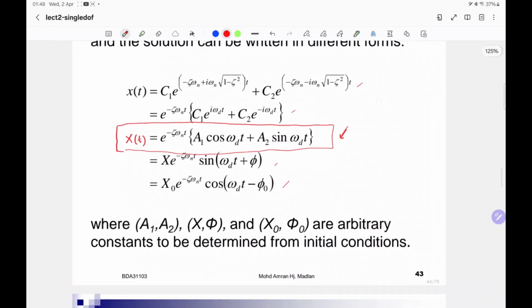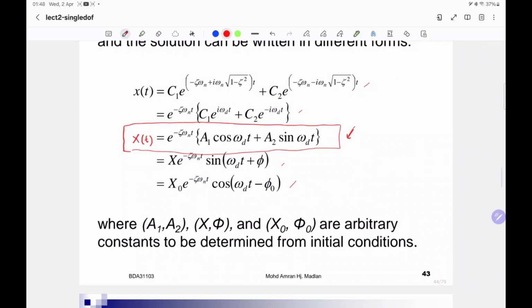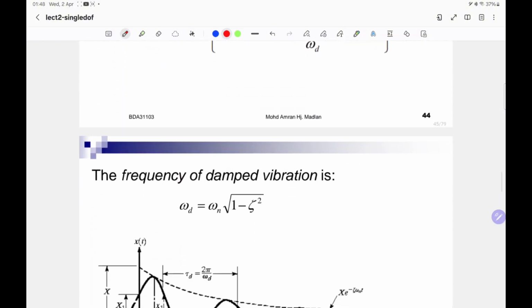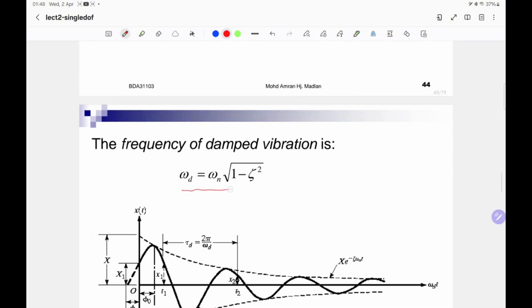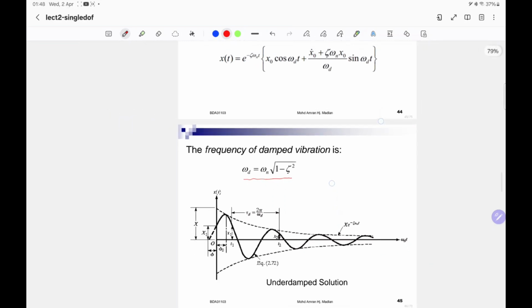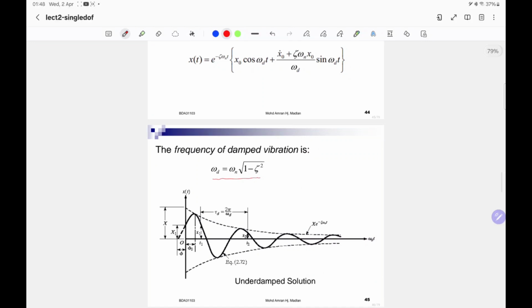If you can see here in this equation or this response, we need to identify omega d, or the damping frequency. The damping frequency is given by omega d equals omega n square root of 1 minus zeta squared. So you can refer to the equation on page 45.